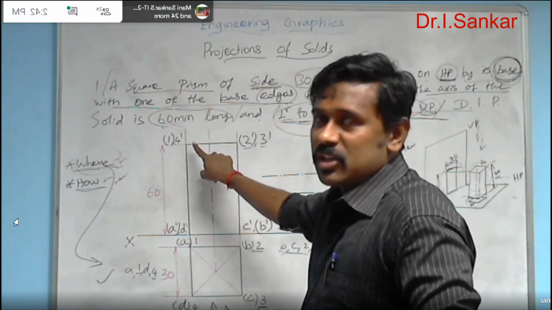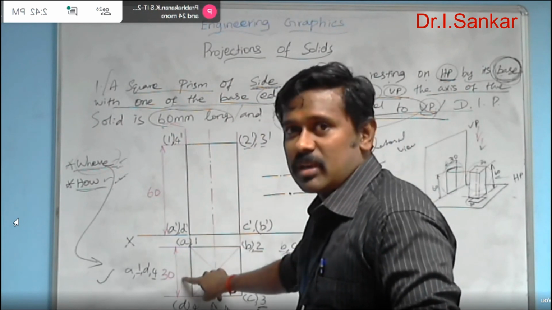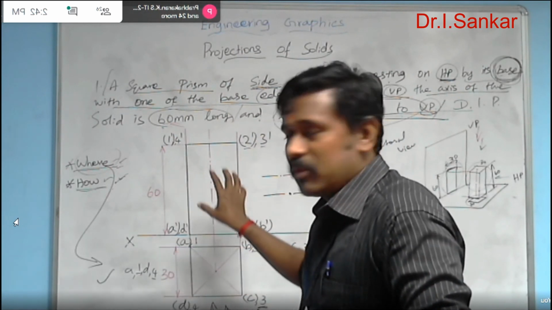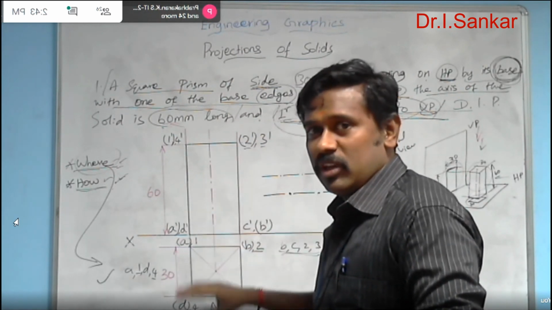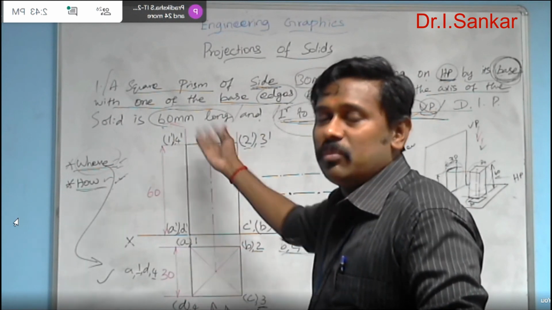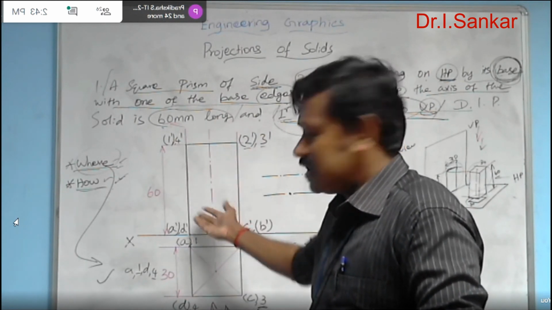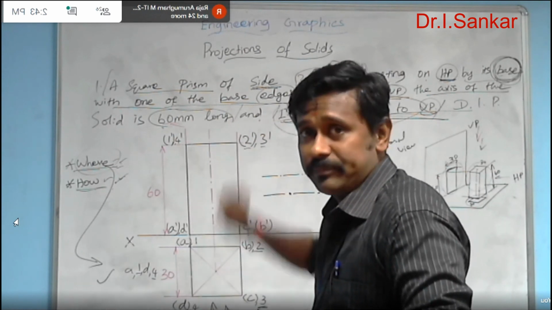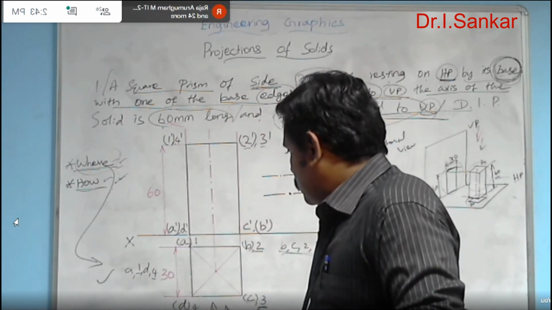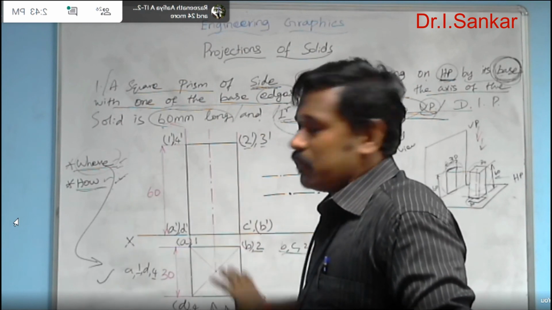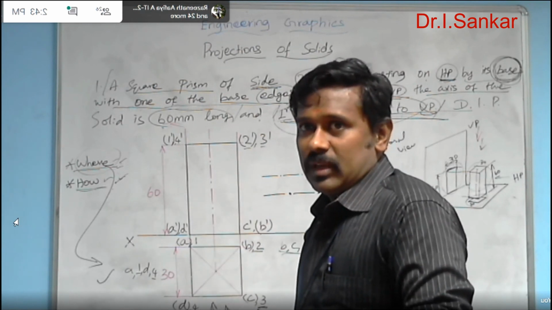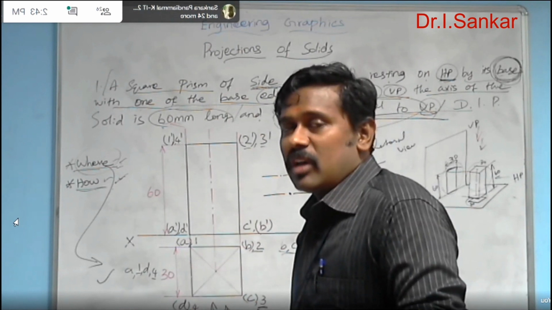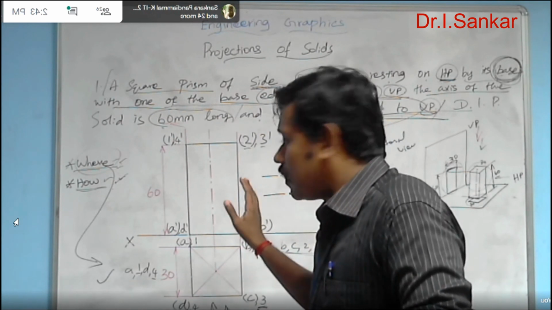You need not mention it because the same dimension is mentioned in another view. If a particular dimension is mentioned in a particular view, you need not repeat it in other views. The 30 is already mentioned in the top view, so you need not repeat it here. In this way you have to draw the front and top views of the solid. In the next problems the object may vary, but we are going to follow the same method.